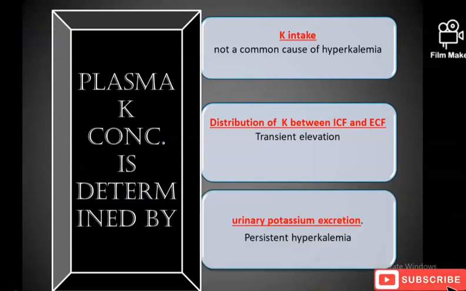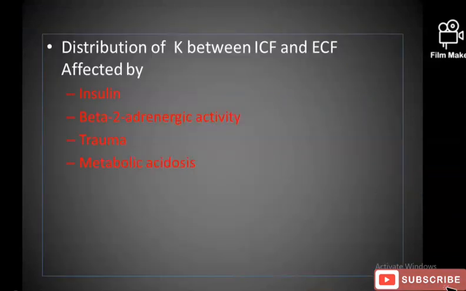The other factor that affects the concentration of potassium in extracellular fluid is urinary potassium excretion, and anything that increases excretion of potassium through the urine can treat a patient with hyperkalemia, and any factor that decreases the excretion of potassium through the urine can lead to persistent hyperkalemia. For example, CKD and AKI decrease the excretion of potassium through the urine and can lead to persistent hyperkalemia. So, what are the factors that affect the distribution of potassium between intracellular fluid and extracellular fluid?